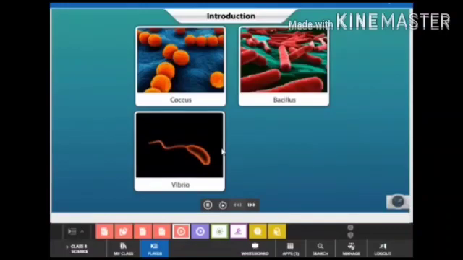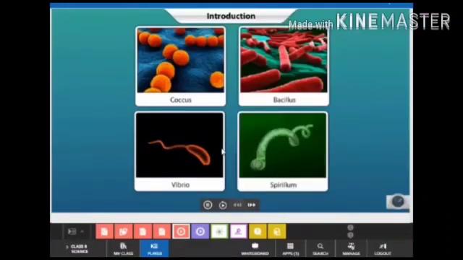The size of bacteria ranges from 1 micrometer to 5 micrometers. Bacteria are of two types based on respiration: aerobic bacteria and anaerobic bacteria. Aerobic means it requires oxygen for respiration. Anaerobic means it does not require oxygen for respiration. Let's see the cell structure.